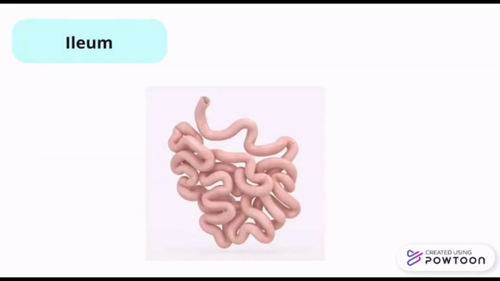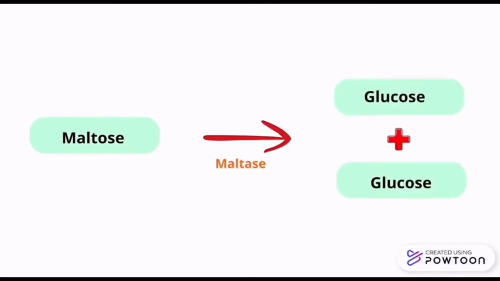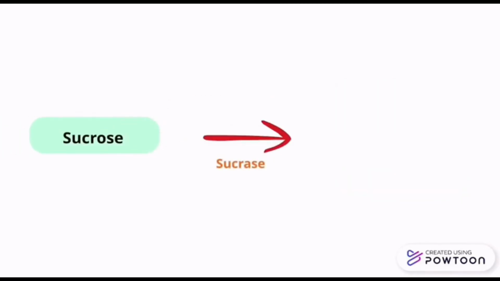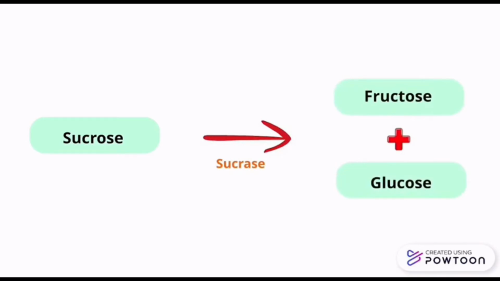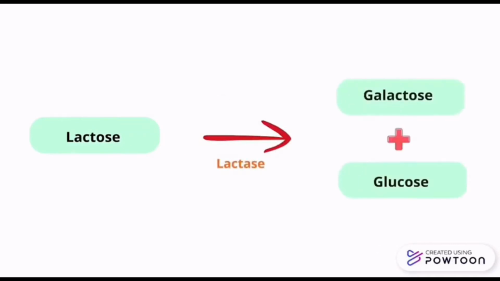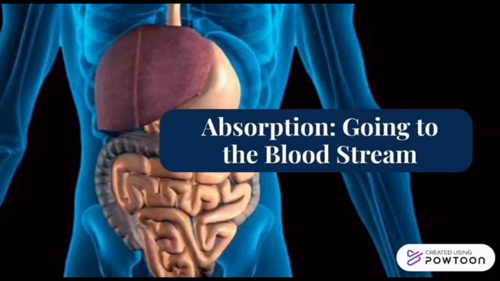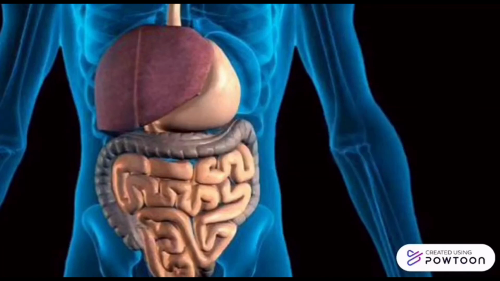After that, in the ileum, the maltase enzyme hydrolyzes the maltose into glucose. The sucrase enzyme hydrolyzes sucrose into fructose and glucose. And lastly, the lactase enzyme hydrolyzes lactose into galactose and glucose. Next, absorption of carbohydrate into the bloodstream.